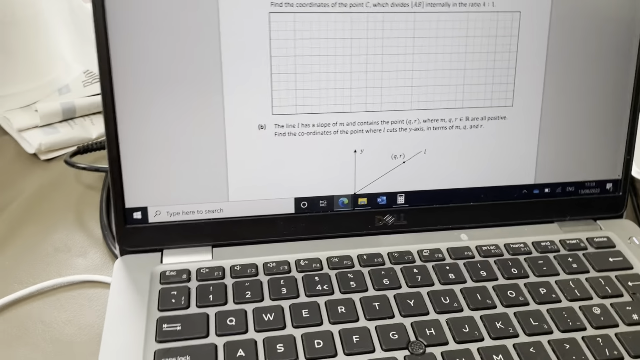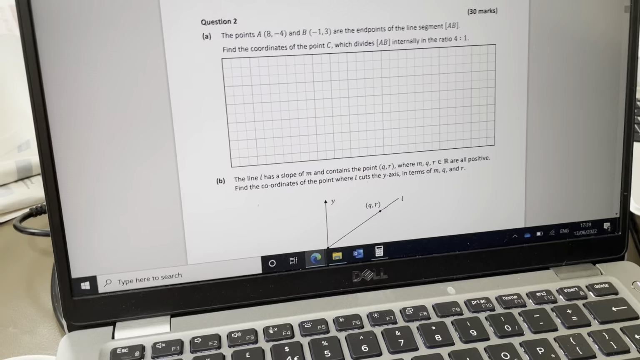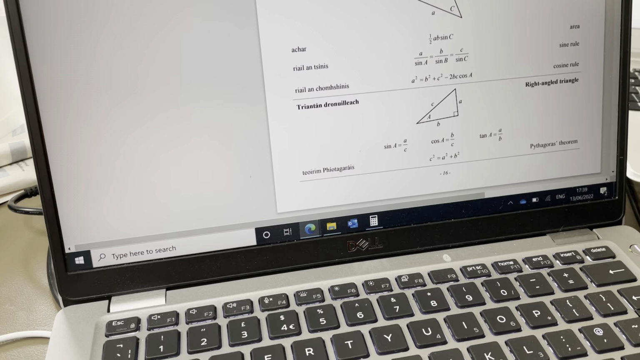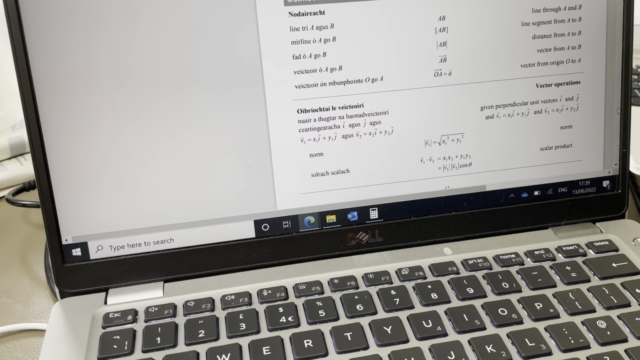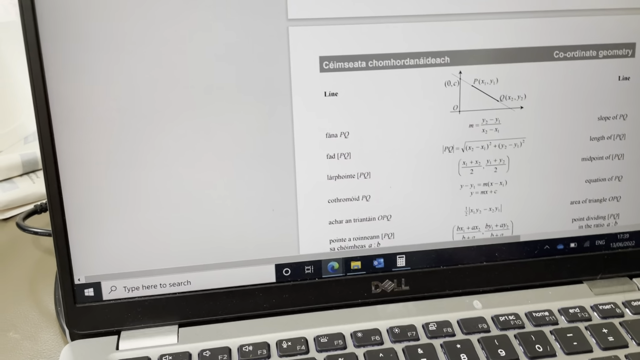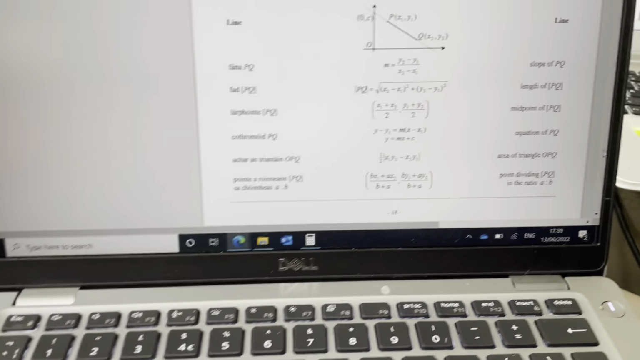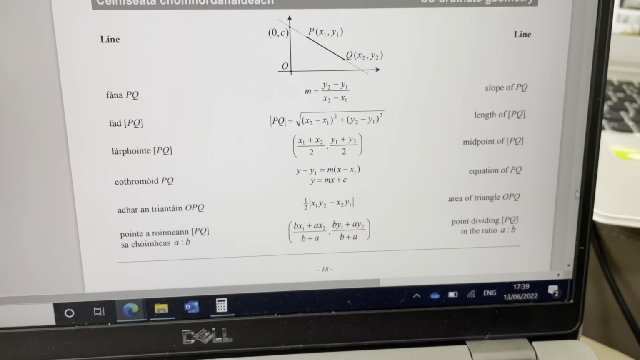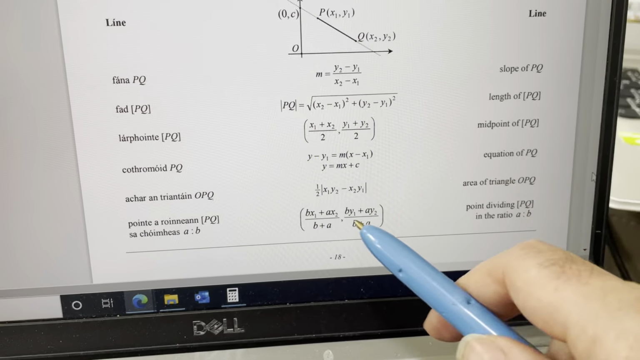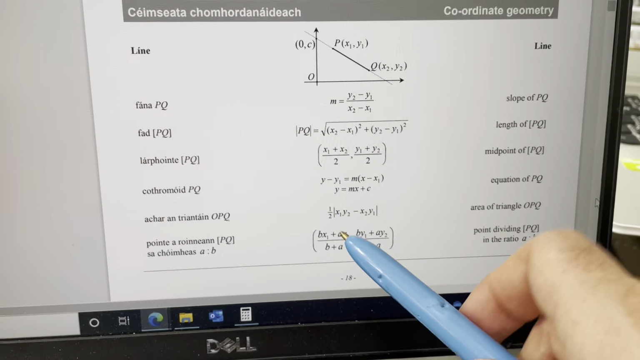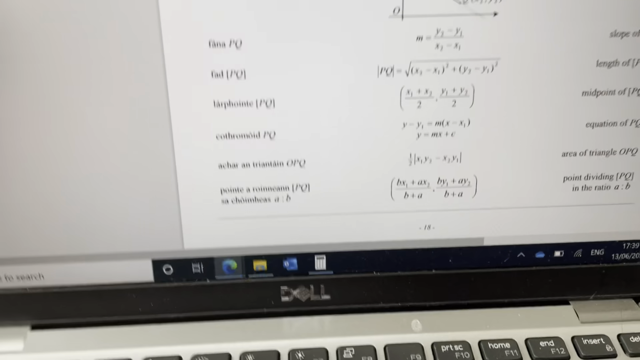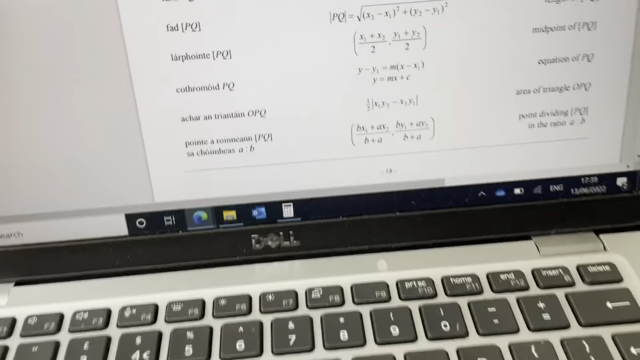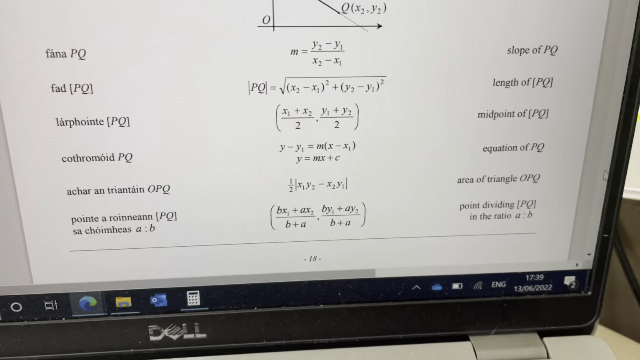Okay, so there's a nice little formula for dividing up a line segment in the log tables. So let's go look for that. Yeah, somewhere here. Yeah, point dividing PQ in the ratio of a is to b. So here a is going to be 4, b is 1. Okay, so there are the 2 points.